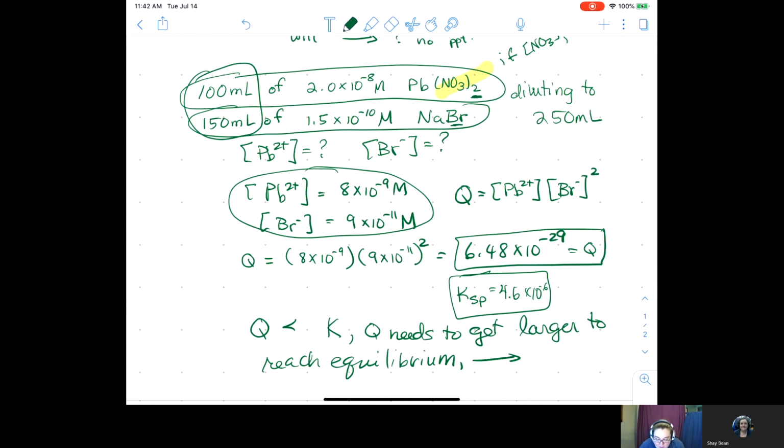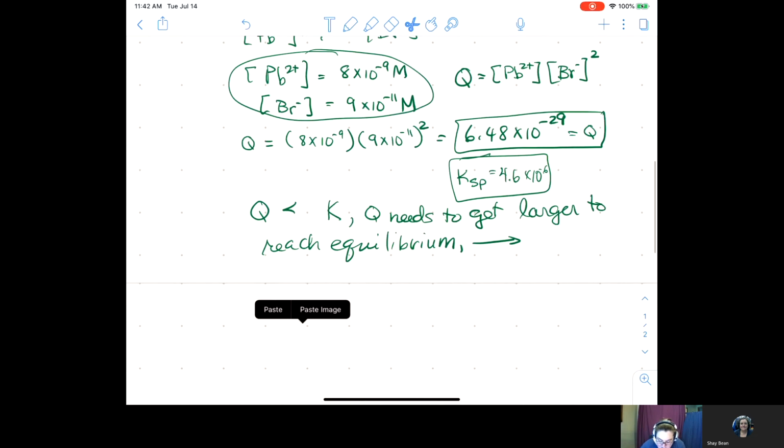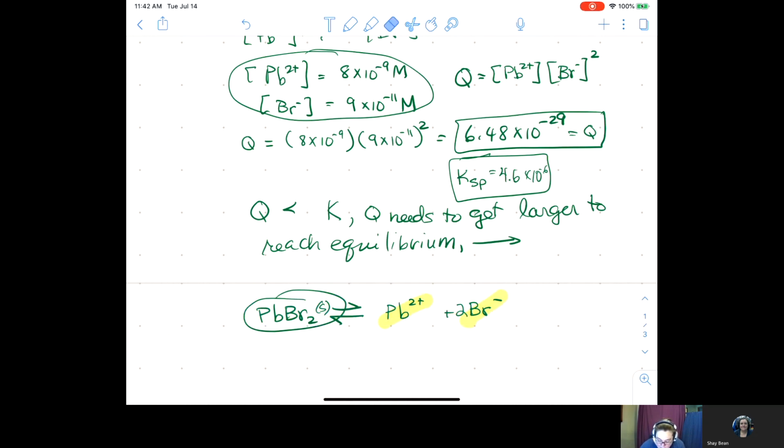And so if that equilibrium reaction shifts to the right, this is the equilibrium reaction. All right. If that equilibrium reaction shifts to the right, no precipitate will form. So I have a Q value, and I have come to the conclusion that no precipitate forms. Piece of cake.